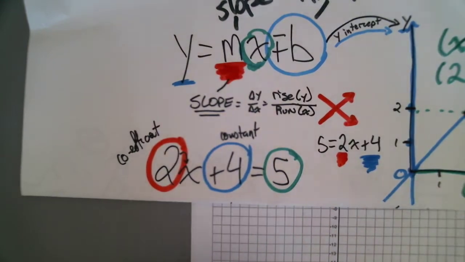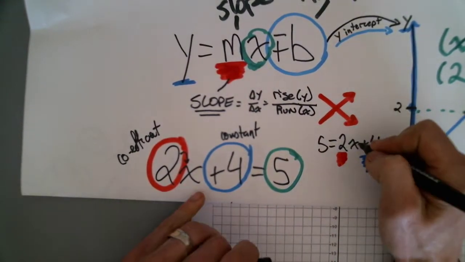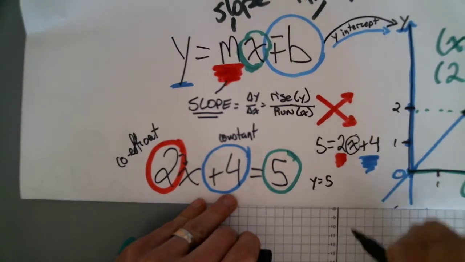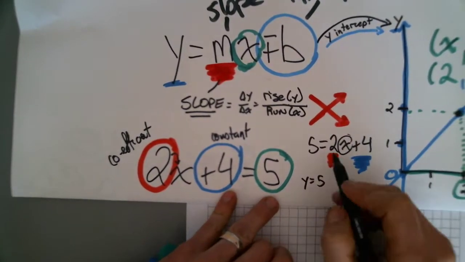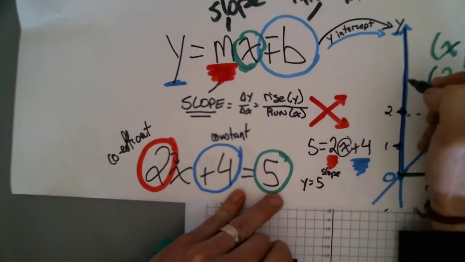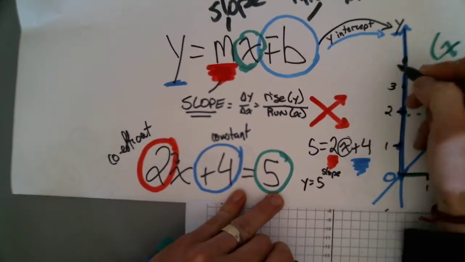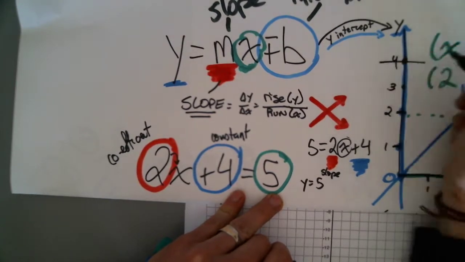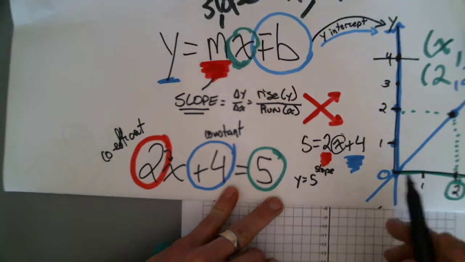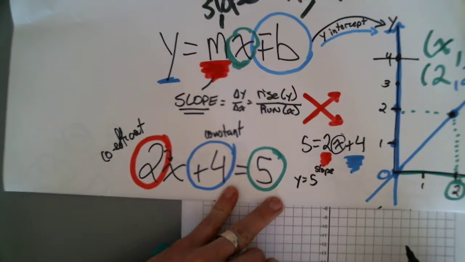Do I know what x is? No, I have no idea what x is. X is x. But y equals 5. So this line tells me I have a slope of 2. It crosses the y-intercept at 4, right here. And I could find out what x is when y is 5. But I don't need to worry about that quite yet.